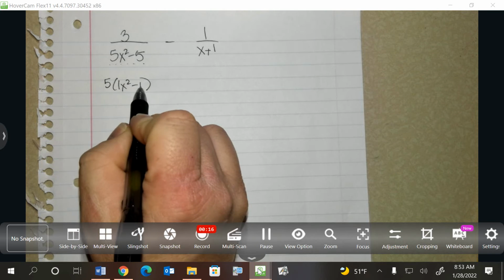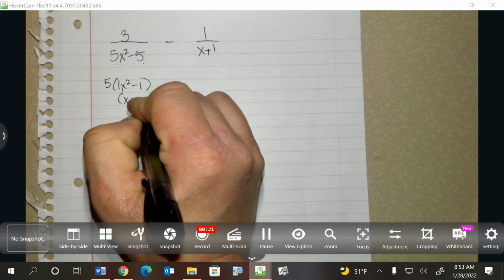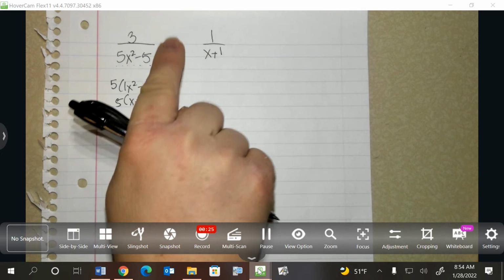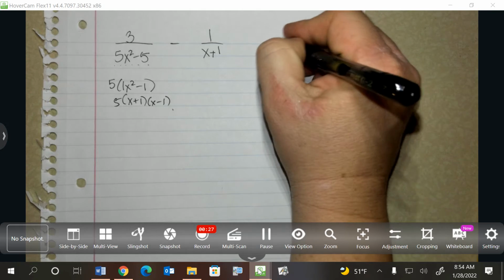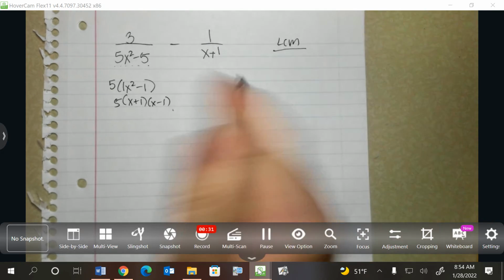And this needs to be a trigger. I see these are both perfect squares. I have subtraction and a square. This breaks into x plus 1 and x minus 1. Whenever you have two groups that are separated by addition or subtraction, you always have to find the LCM every single time. So how do you find the LCM here?